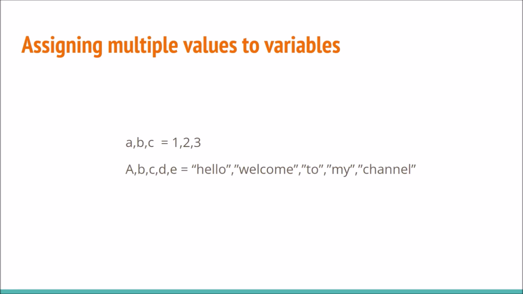We can assign multiple values to variables. For example, a, b, c = 1, 2, 3. Here a = 1, b = 2, c = 3. And a, b, c, d, e = hello welcome to my channel. Here a = hello, b = welcome, c = to, d = my, e = channel.